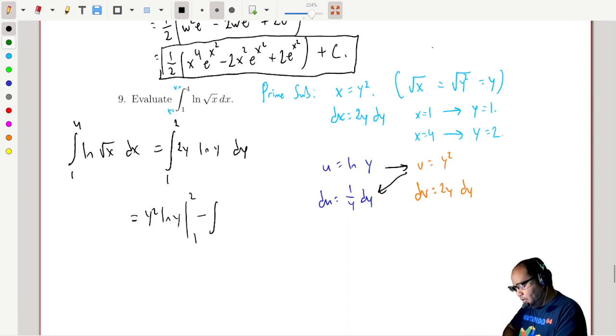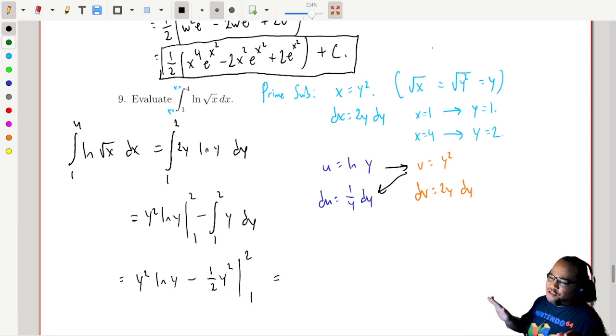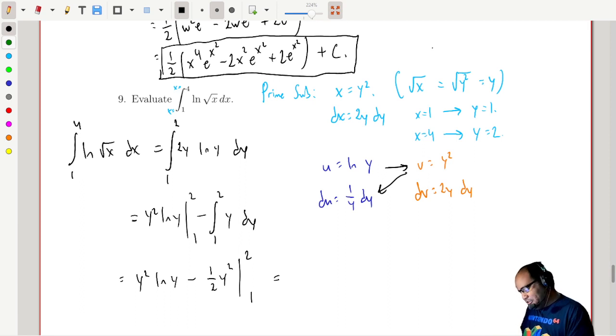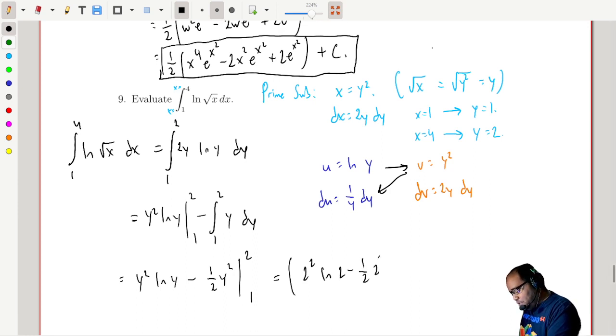Well, y squared divided by y is just y. Easy peasy, lemon squeezy, right? Y squared log y minus the antiderivative of y, which is 1/2 y squared, between 2 and 1. And again, no need to go back into the original variables because the variable change makes it easier. Okay? Let's write down what we would need. 2 squared log of 2 minus 1/2 of 2 squared, and then minus 1 squared log of 1 minus 1/2 times 1 squared.